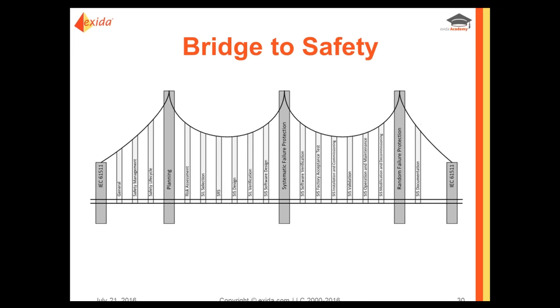On one side, you want to get from the front to the back safely, and it's using IEC 61508. It breaks down into planning, you have your systematic and your random failure protection, and all of these little pieces of information to hold this bridge up safely. If you have one of the main columns or even one of the support beams broken or loose, this entire bridge will fall down. So even if you do 90% of functional safety correctly and you don't worry about the planning or the systematic failures or the random failures, you will not have a complete bridge of functional safety.